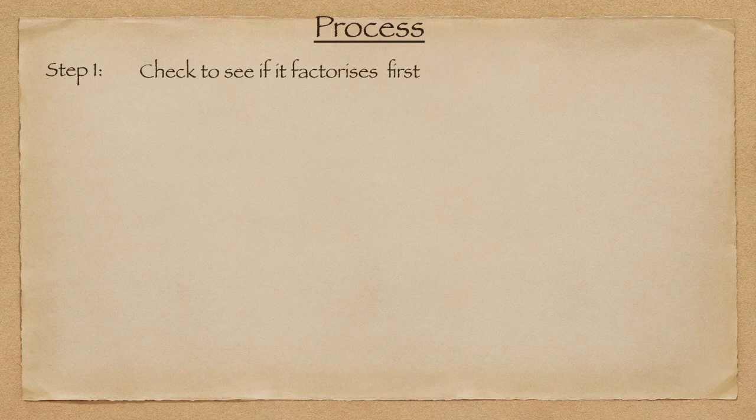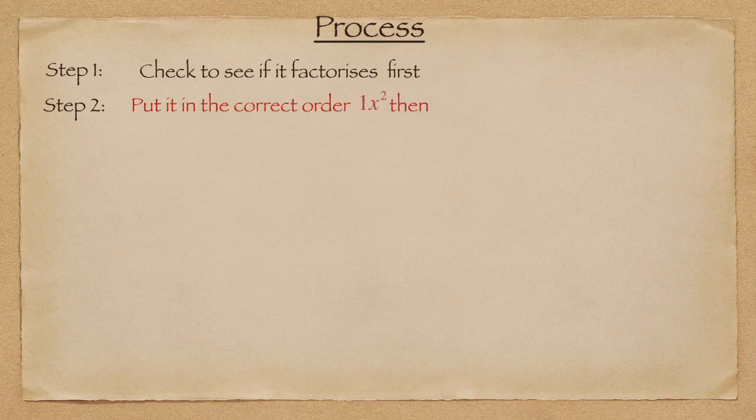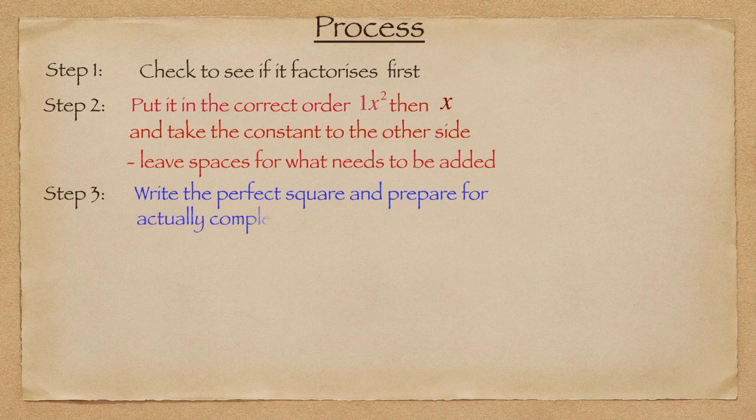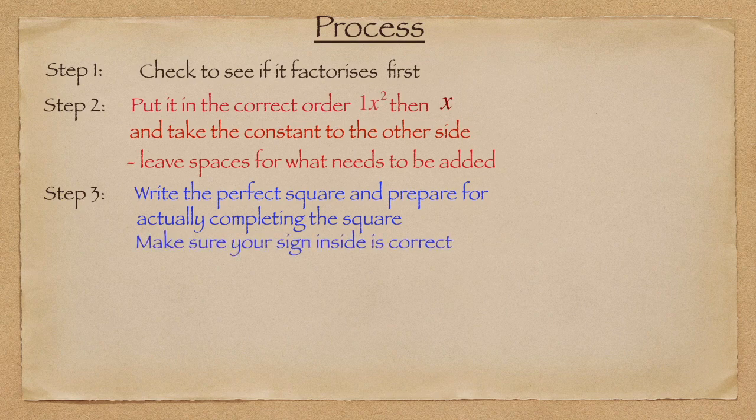So let's go through the process one more time. So the process, step number 1, was check to see if it factorizes first. Because of course, if it factorizes first, that's the easiest way to solve any quadratic equation. Step number 2, put it in the correct order. x squared first, then x, and then you put your constant or your number, move it to the other side of the equation, the right-hand side. This is the tricky bit. Make sure that you've left spaces for the bits that you want to add.